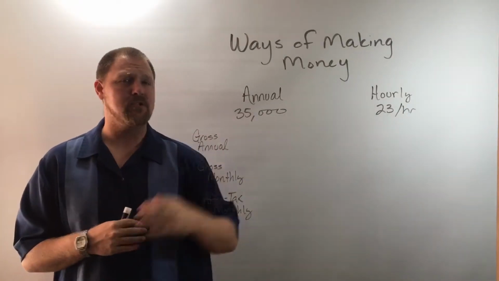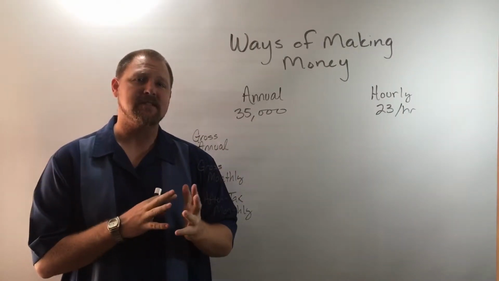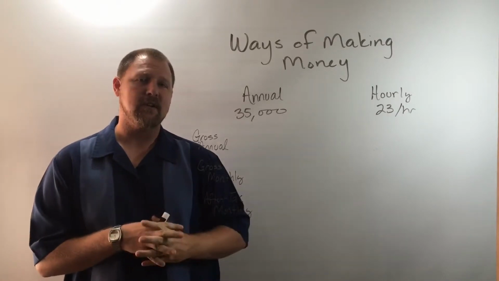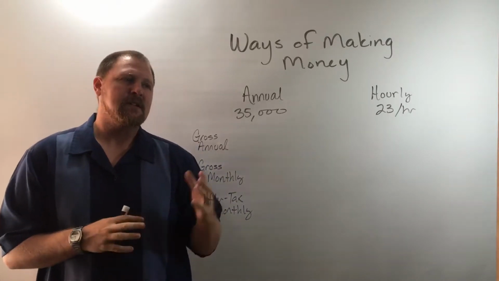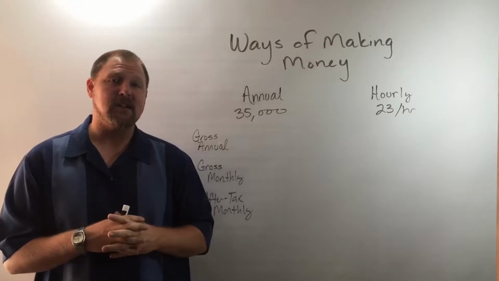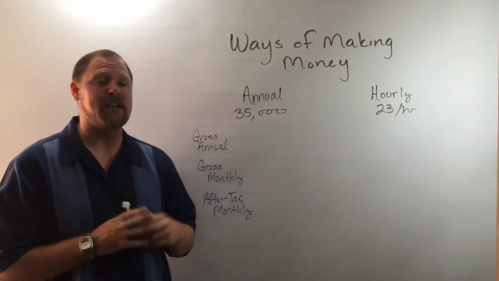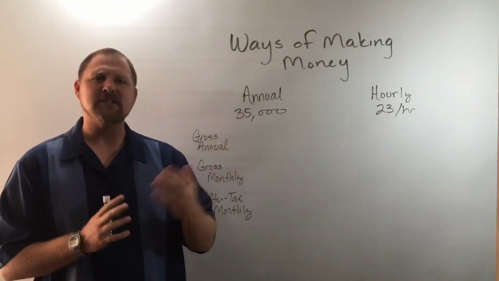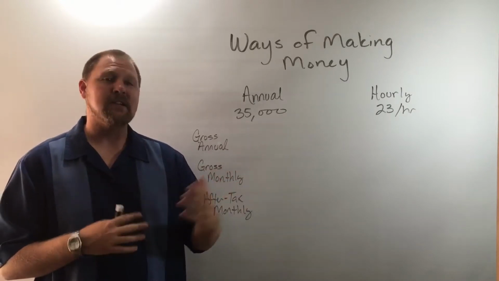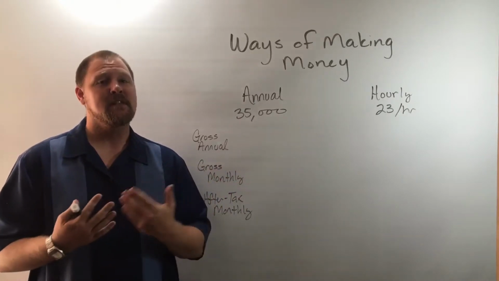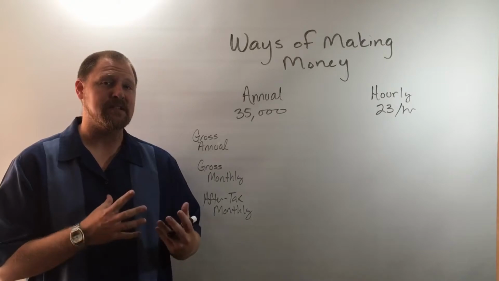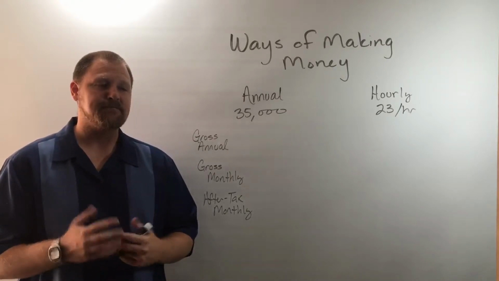So let's say we have these two jobs we're trying to compare: $35,000 annual salary and $23 per hour. Now, this is where you might have a dialogue about the difference between annual salary and hourly salary. Annual is guaranteed for the year. Hourly, you must work that hour in order to get paid. So if you miss a day, you miss some money.